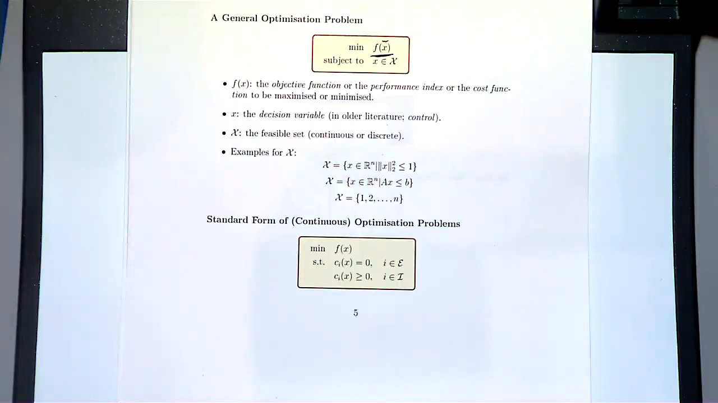Now that set calligraphic X, as I said, can be anything. It can be continuous or discrete. It can sometimes be a mix of both.